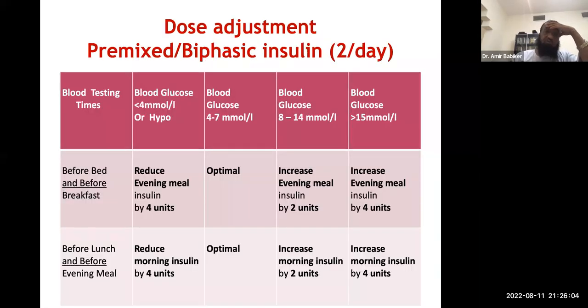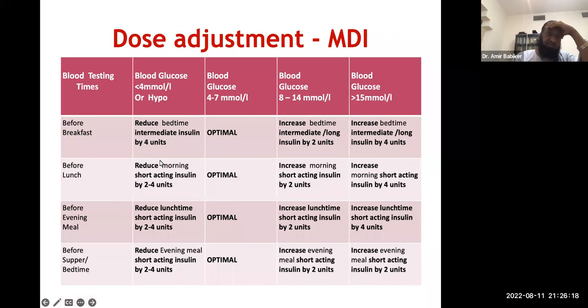And this is how you optimize the dose in premix. If you have a twice daily dose, then you also use the look-back approach, and you reduce or increase the dose if you have a blood sugar between this and that range. So these are the ranges of blood sugar you want to keep in the biphasic. If you have multi-dose, or four times a day, you do the look-back approach I mentioned, and you increase the doses according to this.